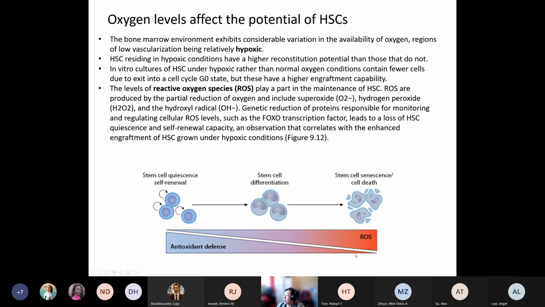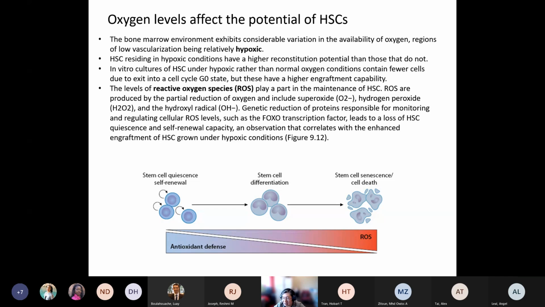But if you move away from oxygen, you have a hypoxic environment, you are going to generate less ROS, and then the cells are happy. They can self-renew. They have the highest potential in differentiating into the terminally differentiated cells. That I consider controversial from what I described.